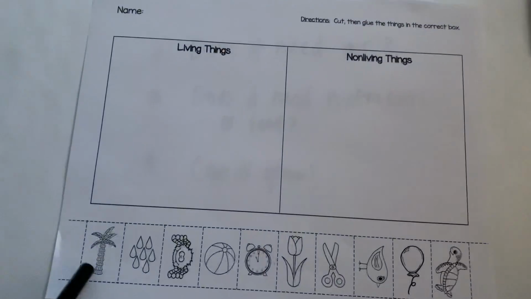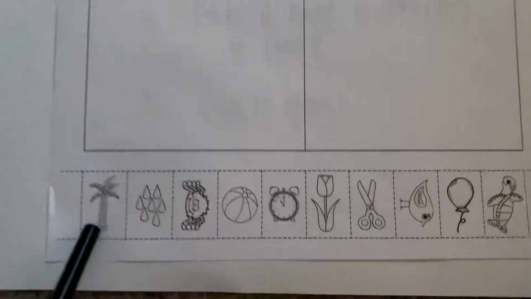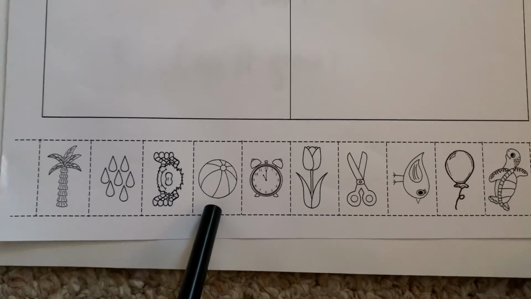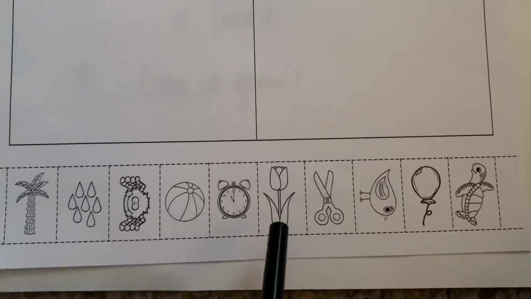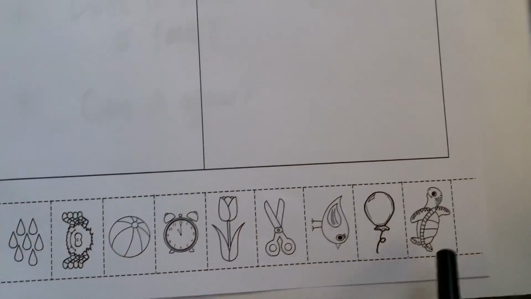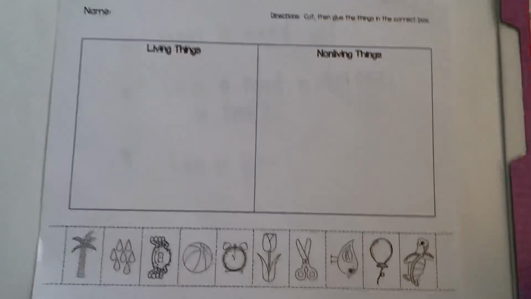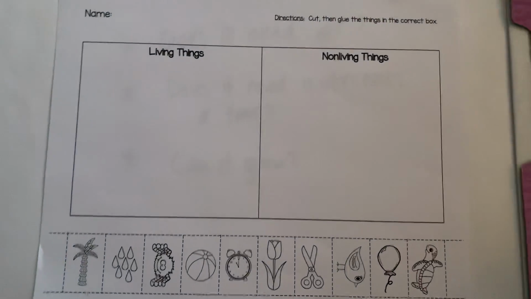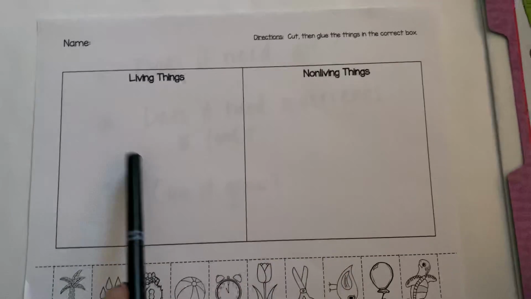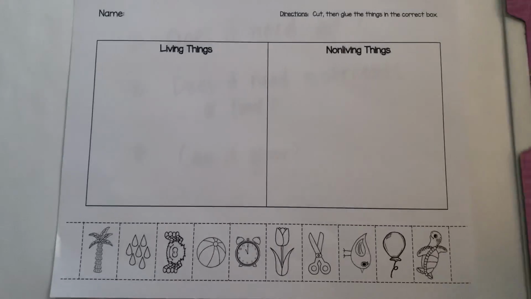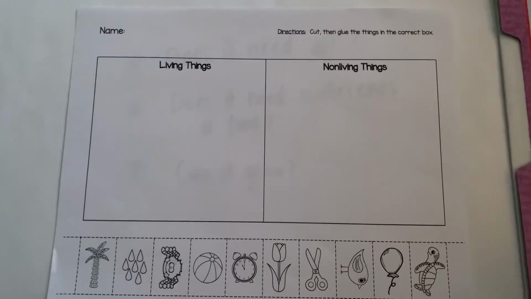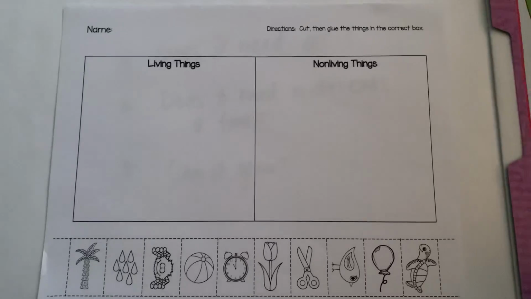So here we have a tree, a palm tree, water, a spider, a beach ball, a clock, a flower, scissors, a bird, a balloon, and a turtle. So you can just get a paper and draw these on wherever you think they go, or if you want to print it out and cut it and glue it, that's fine too. You can upload this onto your class dojo, or you can send me a message.